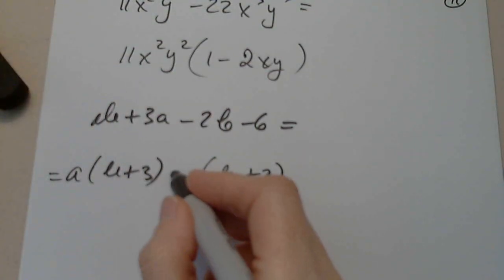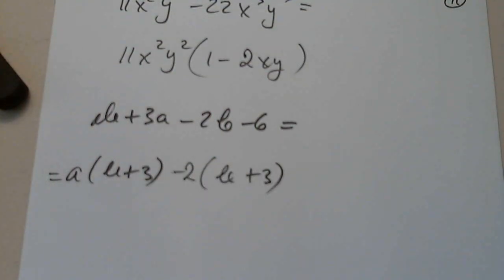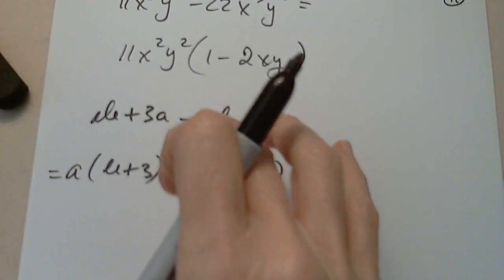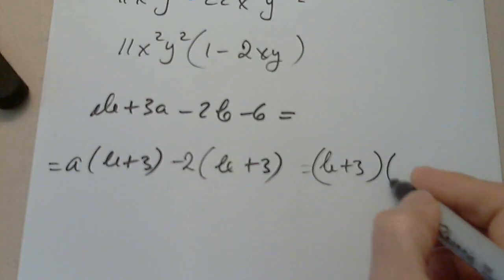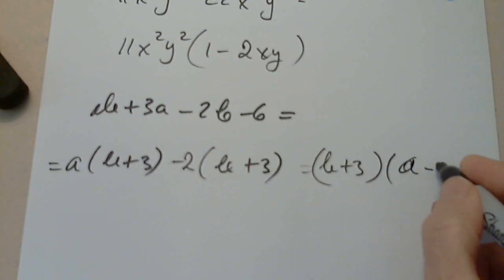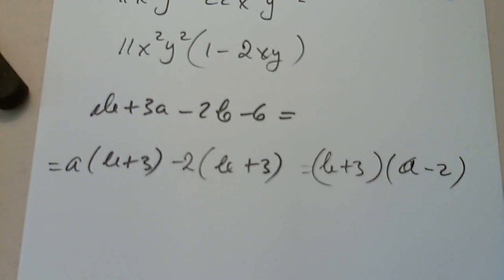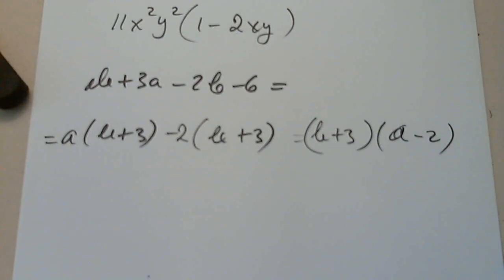Oh, it's negative 2. Why? So then the common factor is b plus 3. And what is left is a minus 2. That's what I said. Factoring by grouping is the easiest possible.